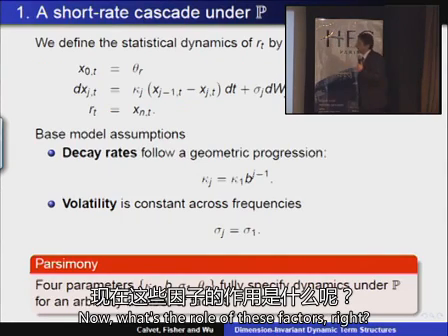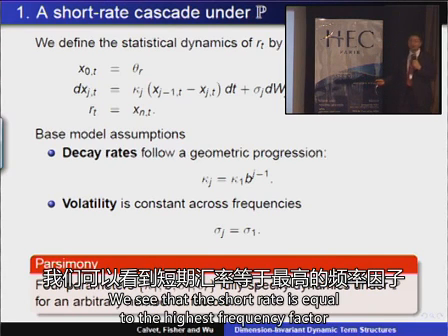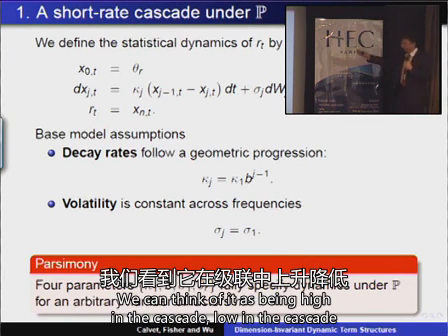Now, what's the role of the factors? How can we think of the factors? We see that the short rate is equal to the highest frequency factor. You can think of it as being high in the cascade, low in the cascade.